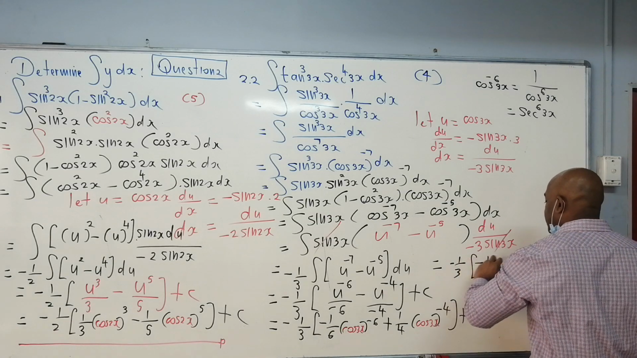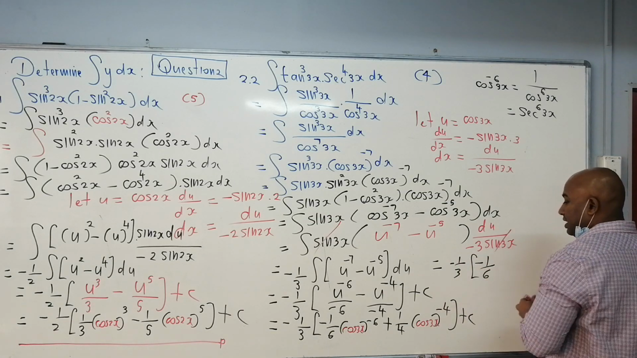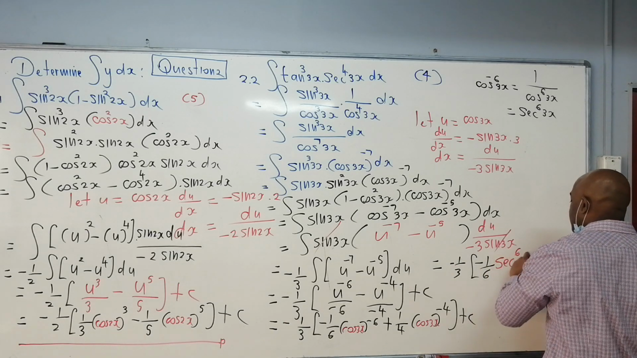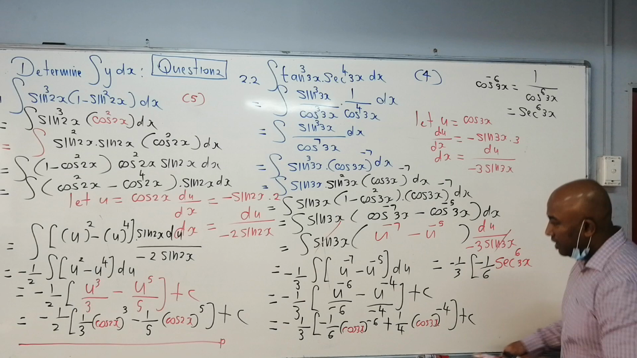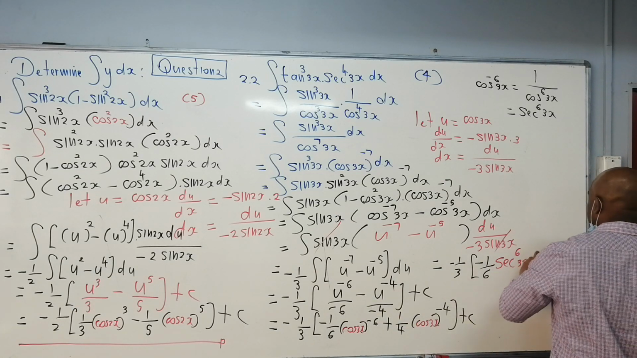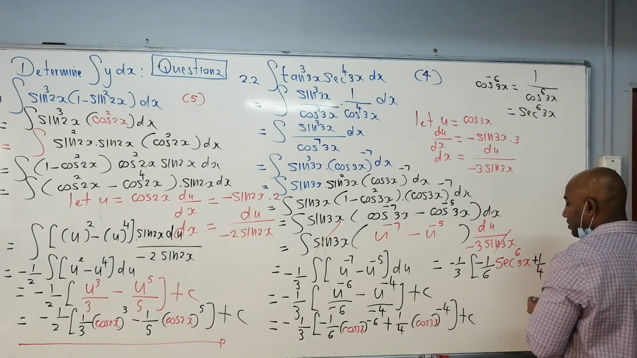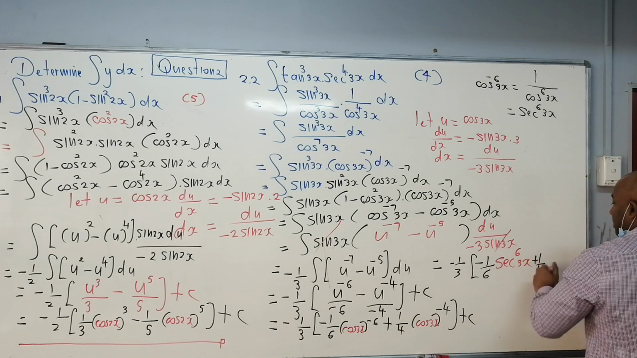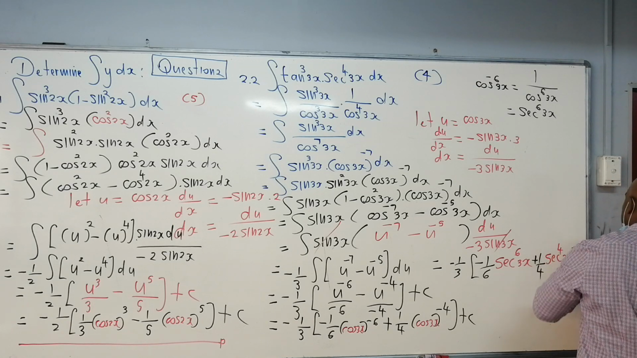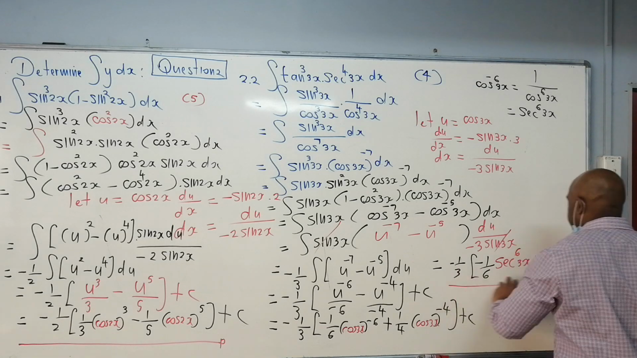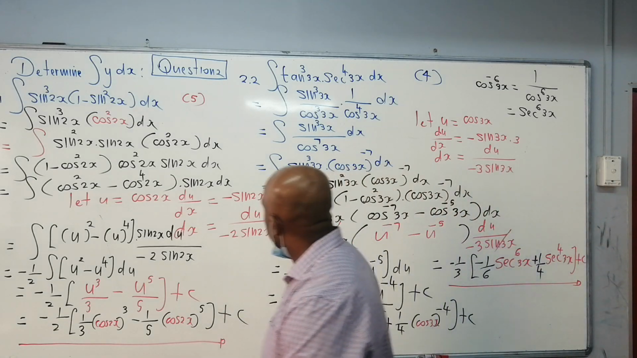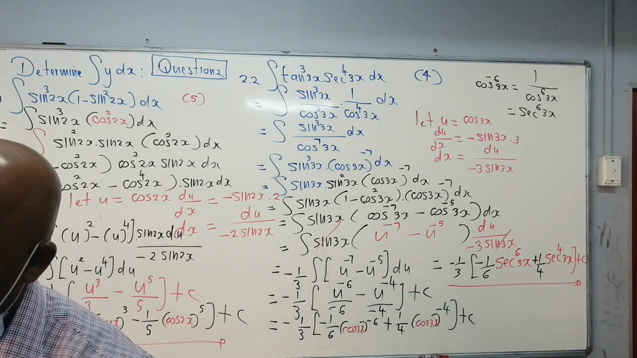So that's going to be minus 1 over 6, and this will become sec to the power 6 of 3x. Remember here, a negative, that's how I got a positive 1 over 4 there. Plus 1 over 4, and 1 over cos to the power 4 is sec to the power 4 of 3x, plus c. And that was this example.